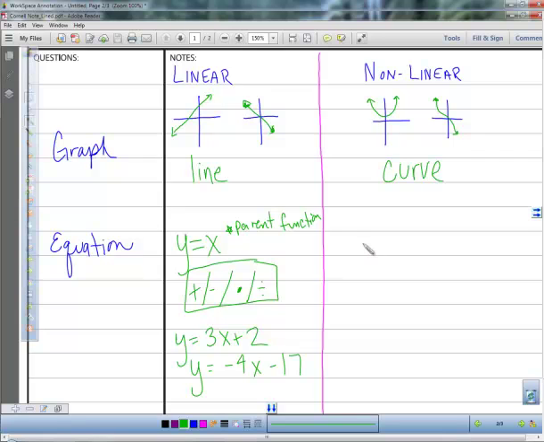An example of a nonlinear equation would be y equals x squared minus 4, because I'm doing more than just adding, subtracting, multiplying, or dividing. Another example would be y equals square root of x. These two are nonlinear because I'm doing more than only adding, subtracting, multiplying, or dividing with my x.